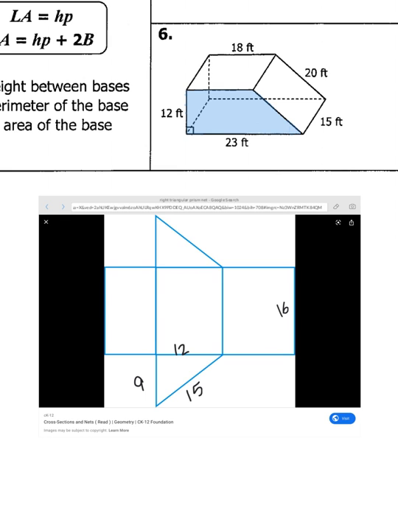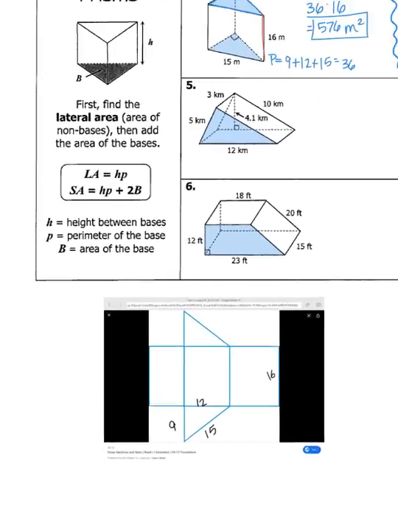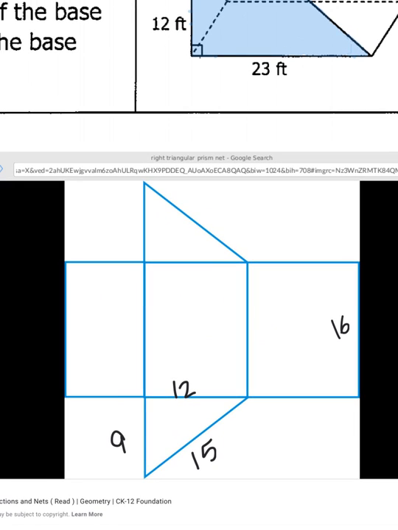Alright, so I went ahead and Googled a net for a right triangular prism so that you can see. So this is number 4. What I'm trying to say is, remember that lateral area is the area of just the lateral faces, so you're not including the triangles. So if you wanted to, you could have easily just found each of these areas and just added them together. So for this first rectangle, we have 9 times 16 to get the area. Alright, for this next one, we have 12 times 16.